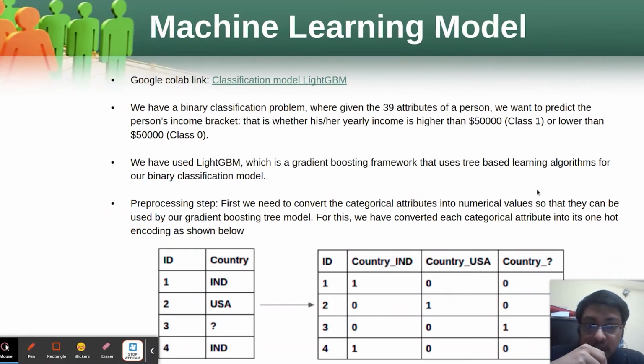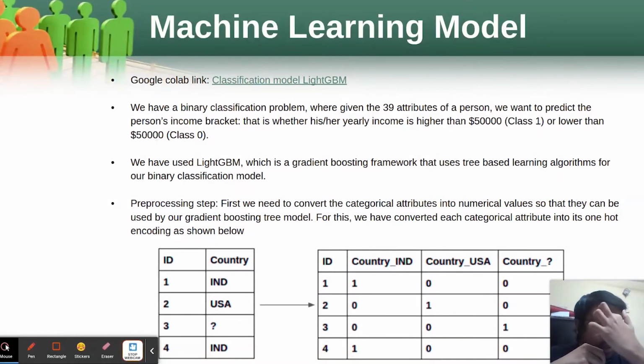First of all, we implemented our model in this particular link. One can go to this Google Colab link and see the complete implementation. Currently we have a binary classification problem. We are given the 39 attributes of a person and we want to predict whether that person's income is greater than $50,000 per year or less than $50,000 per year. Greater than $50,000 per year is class 1, and less than $50,000 per year is class 0.